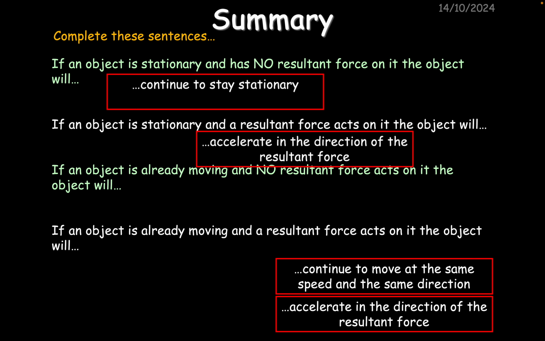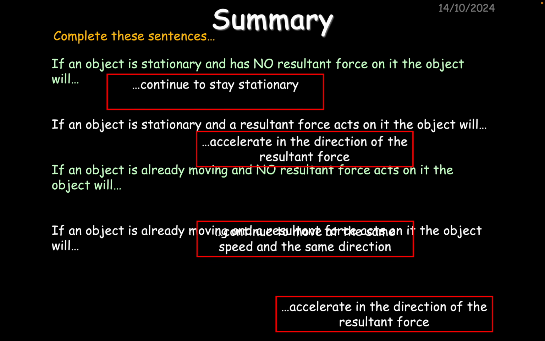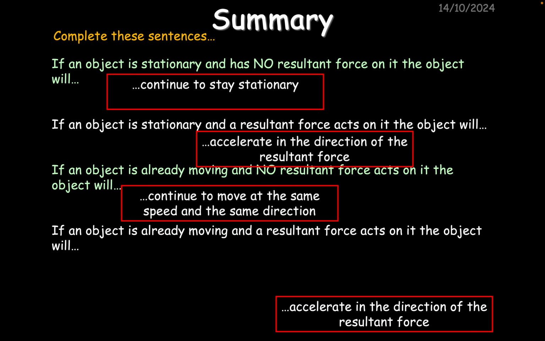Okay, and then number 3: if an object is already moving but no resultant force acts on it, the object will continue to move at the same speed and in the same direction. That's another case of Newton's first law in action, because the forces are balanced on it. So if the forces are balanced on it, it will not change its motion. The velocity will remain the same.